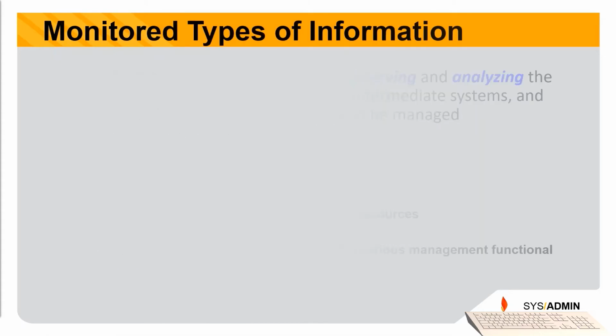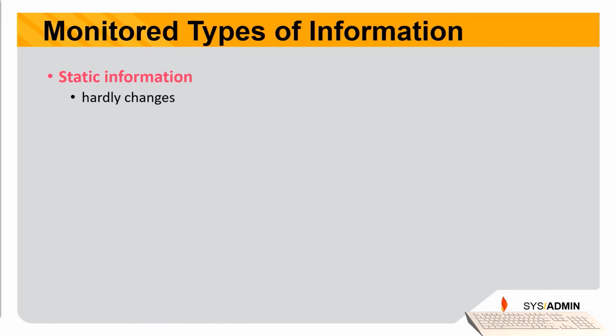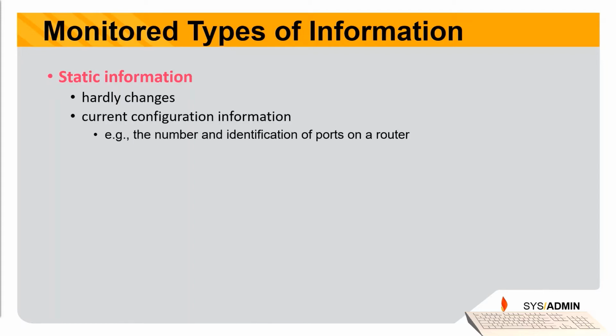Next, monitored types of information. This talks about static information. Static information is information that hardly changes, like current configuration information. For example, if we're talking about the router, the number and identification of ports on the router is considered static information. The number of LAN or Ethernet interfaces on the router is static information. Also, if we're talking about switches, the number of ports available on a switch is considered static information.